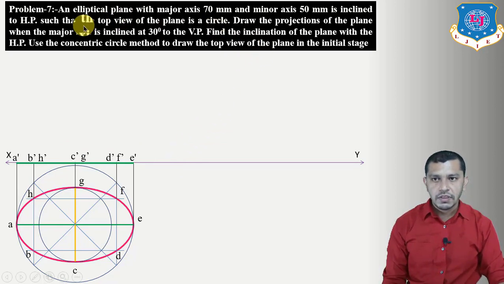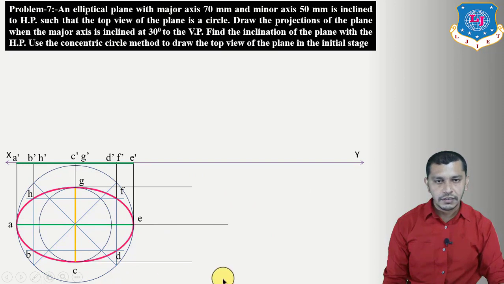But here the condition with the horizontal plane, that means the angle of inclination with the horizontal plane, is not given, but indirectly it is given in terms of the plan. So here it is given that the plan or top view of the plane is seen as a circle. So now we have to draw a circle. Before drawing the circle, first of all project AE and GC.